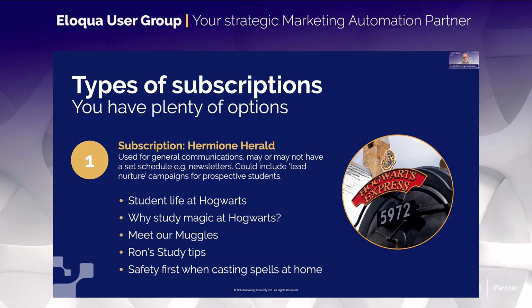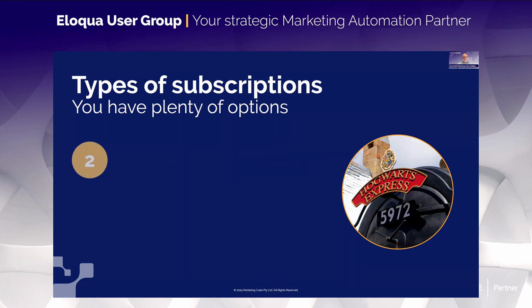And so, as I said, these are general types of communications. Now they could include lead nurture campaigns. So certainly, why study magic at Hogwarts? That probably would form a lead nurture campaign of some sort. Let's have a look at some others.